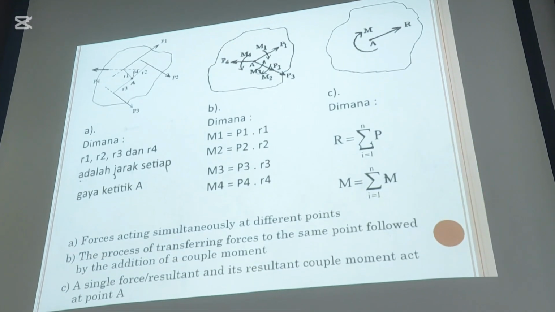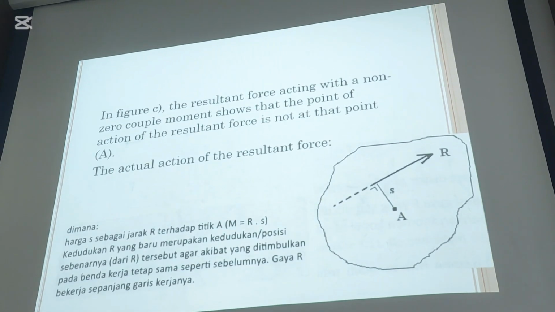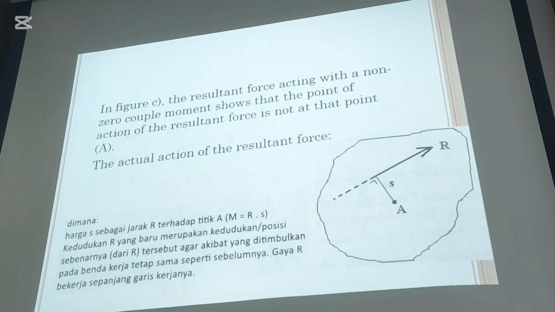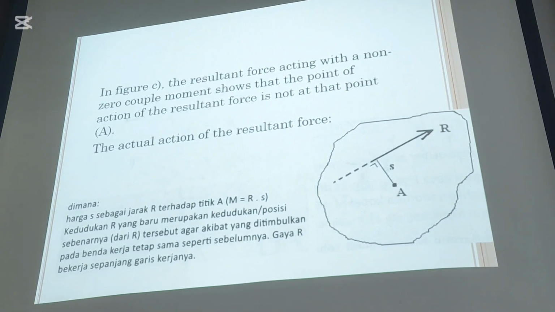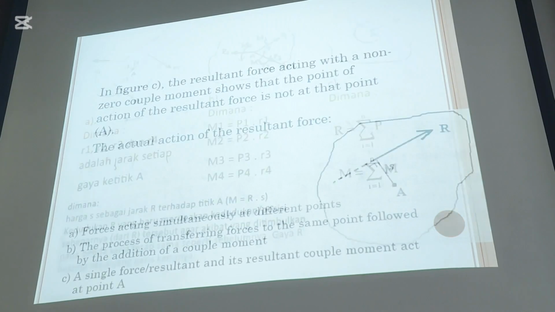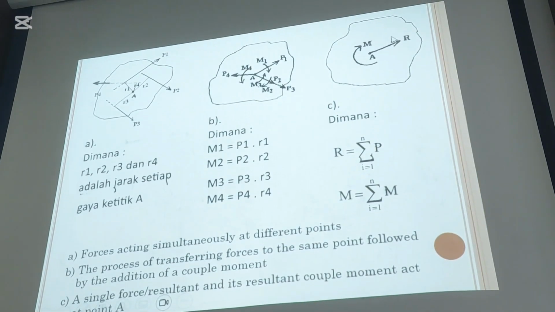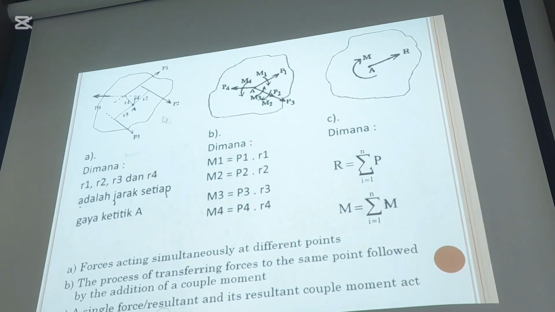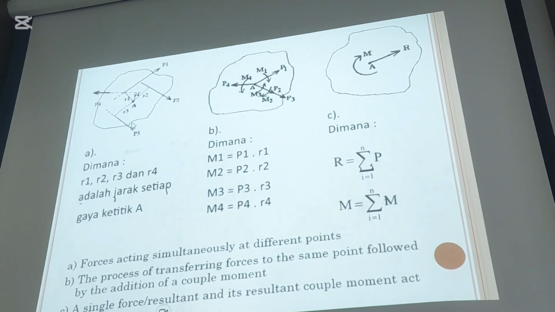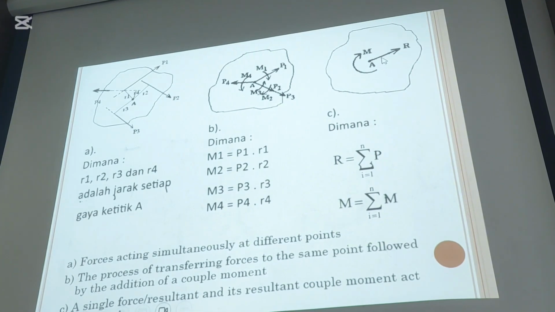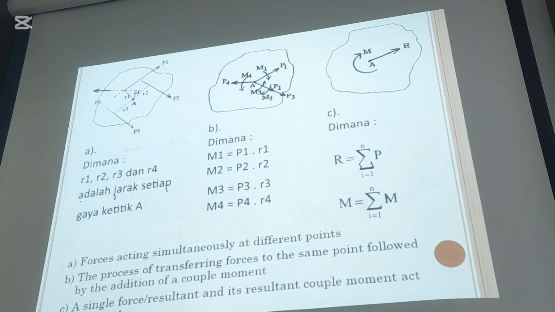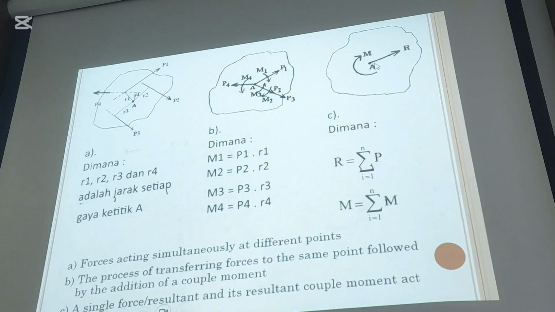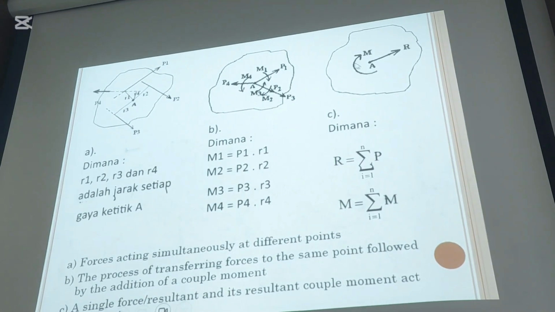Now, in figure C, the resultant force acting with a non-zero couple moment shows that the point of action of the resultant force is not at point A. Which means, if you have this picture, where is R? This is the original force everywhere, in each location. When we move it to A and we have a resultant force, this is actually not where the R is. It's just that we moved every other force to point A with this M.